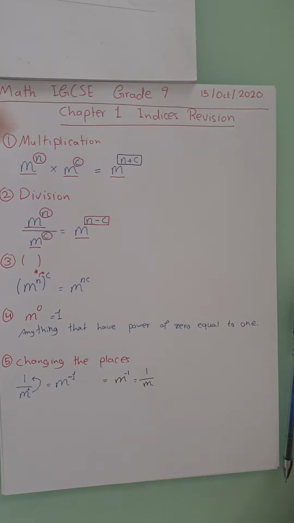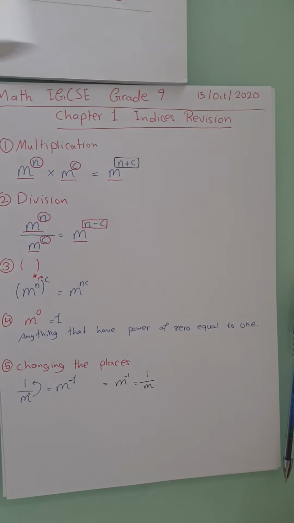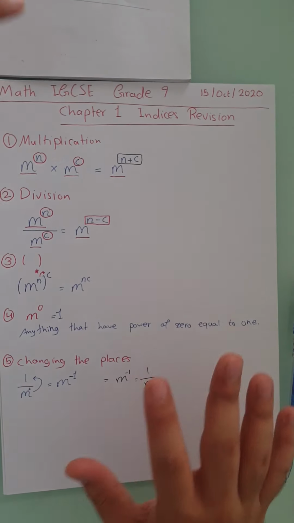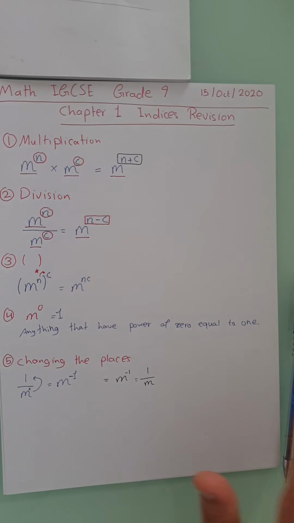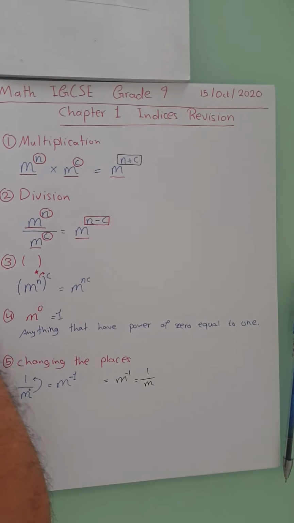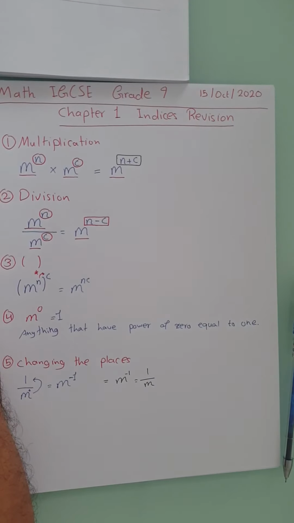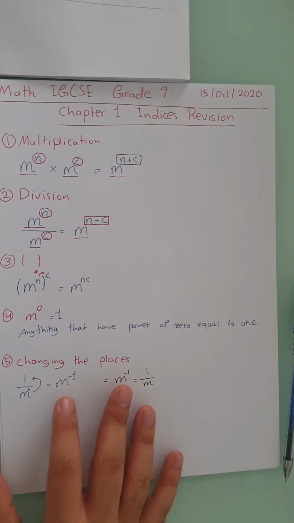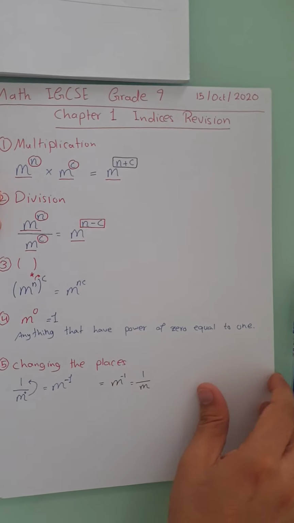So until here we have finished all the rules. If you understand this, then we're done. Now let's go through the examples in the book, the ones that I gave you as homework. Let's try to solve all the questions.